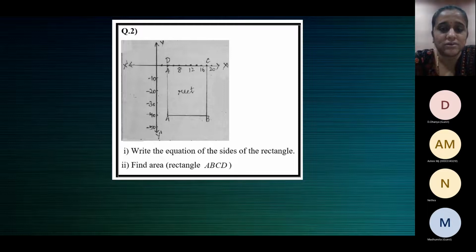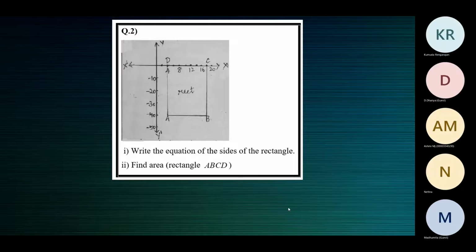Please take down this question and try this one. A figure is given to you, and using the figure, you have to write the equation of the sides of the rectangle marked ABCD. That is, you should write the equation for the side AB, equation for the side BC, equation for the side CD, and equation for the side AD. And then you should also find the area of the rectangle ABCD. Yes, please try this, children. First, take down the question. Now get started.